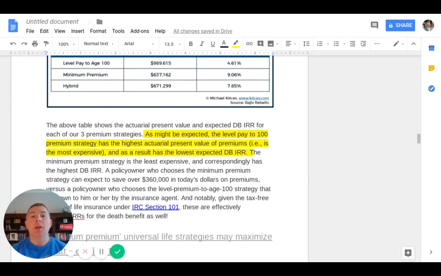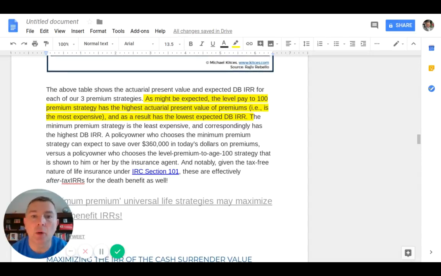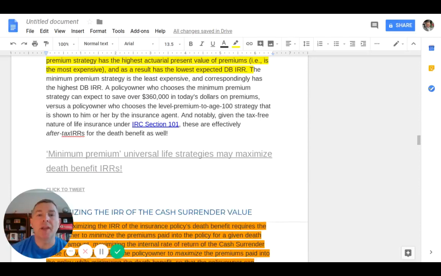Man, I love it. As might be expected, the level pay to 100 premium strategy has the highest actuarial present value premiums and is the most expensive. And as a result, has the lowest expected death benefit IRR. So we're going to take a break there.